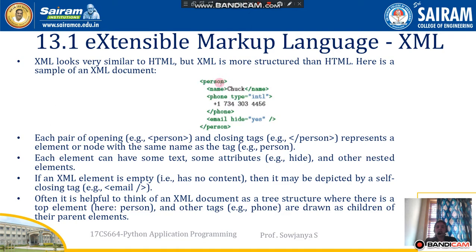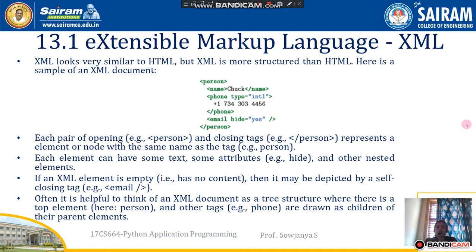This is the header, that is person. The name of the person can be checked, and then the phone number of that particular person, which should be of integer data type. This phone number can be written here, and then close the phone tag, and then you have to hide the email. Email should be hidden, in which case you can write it as such. This is the specific, structured format of writing an XML document.